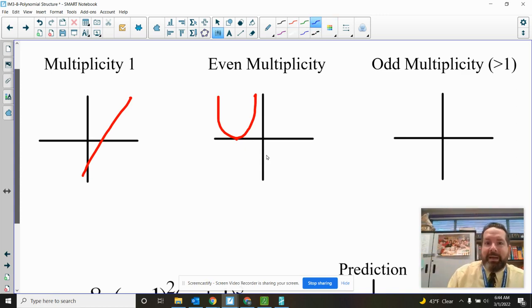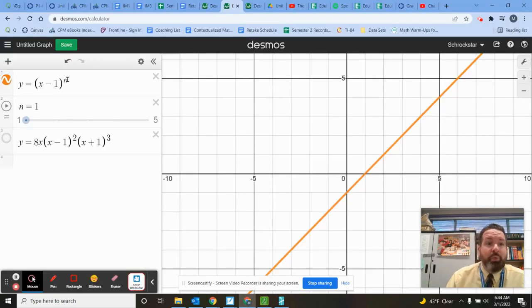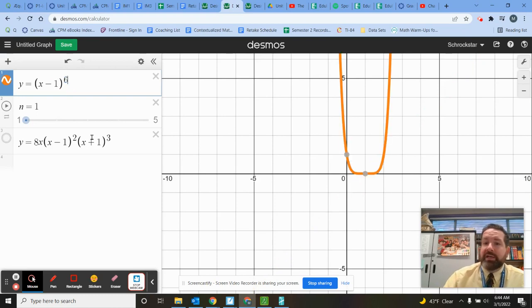The same thing can happen coming from the bottom. I don't want you to think that it's always going to be coming from the top. But same thing: come up, touch gently, go back. This is what it looks like if your multiplicity is even. So pick any even number you want for your exponent, and you're going to see that same pattern occurring.